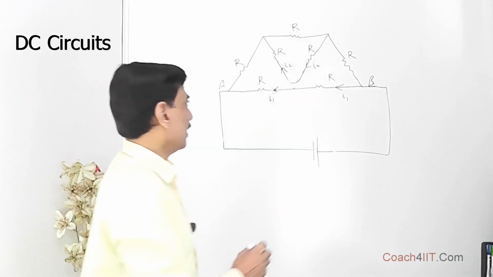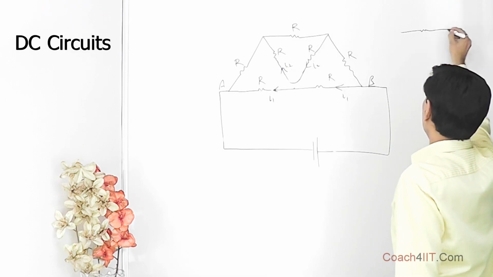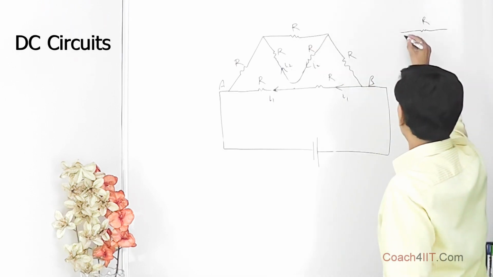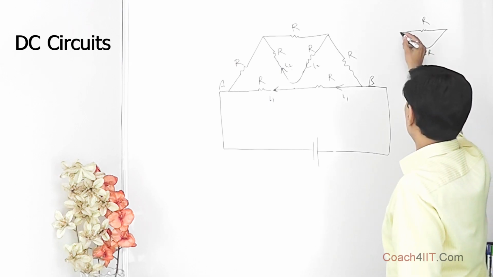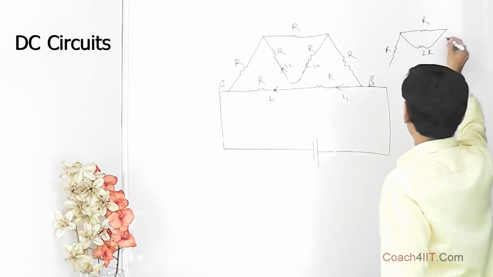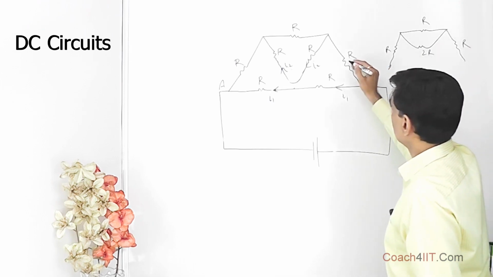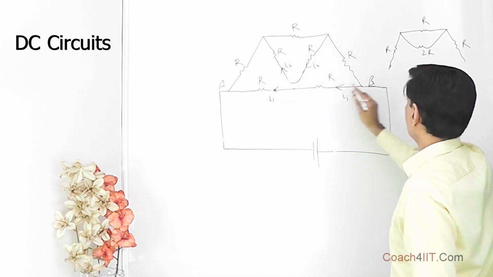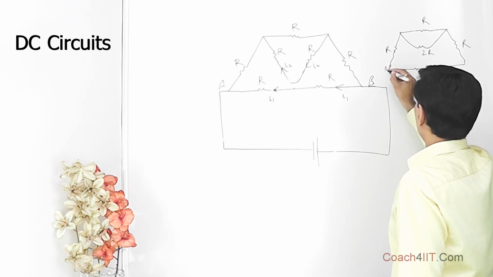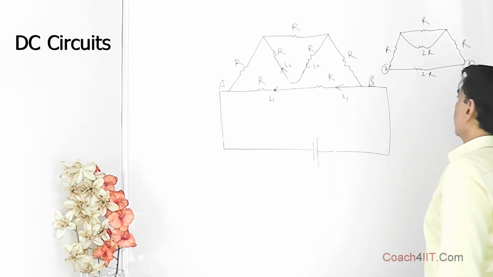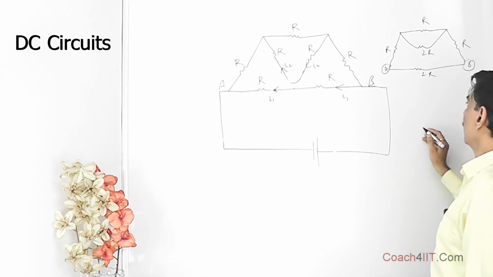We see that this R and this R are in series. So this can be replaced by this is R, this is 2R, this is R, this is R. Job done. This and this we can directly say 2R. Over here is A and over here is B. R and 2R are in parallel.